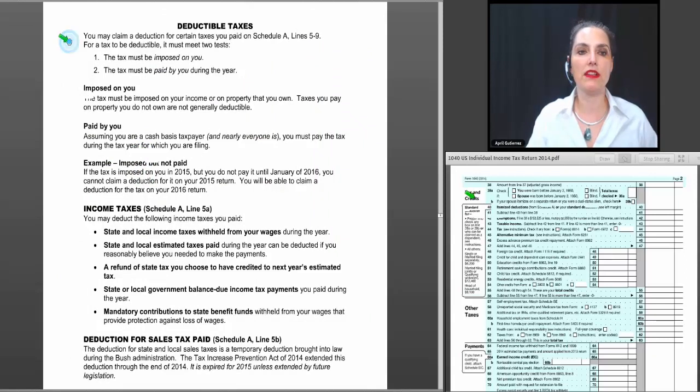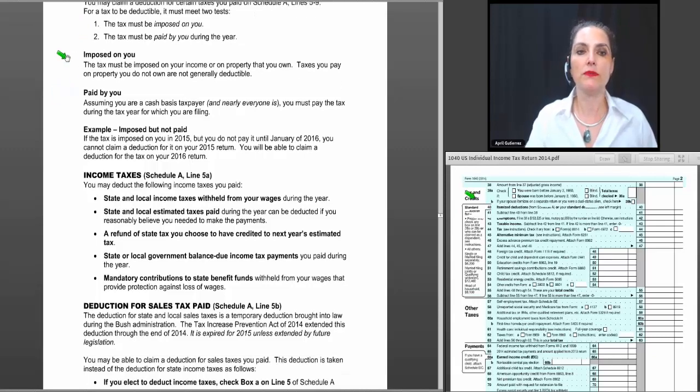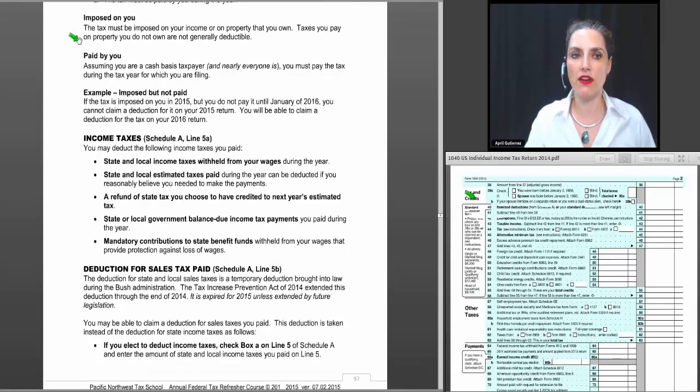You may be able to claim a deduction for certain taxes you paid on Schedule A on lines 5 through 9. And for a tax to be deductible, it must meet two tests. The tax, firstly, must be imposed upon you, and the tax must be paid by you during the year. To be imposed on you, the tax must be imposed on your income or on property you own. And taxes you pay on property that you do not own generally are not deductible.